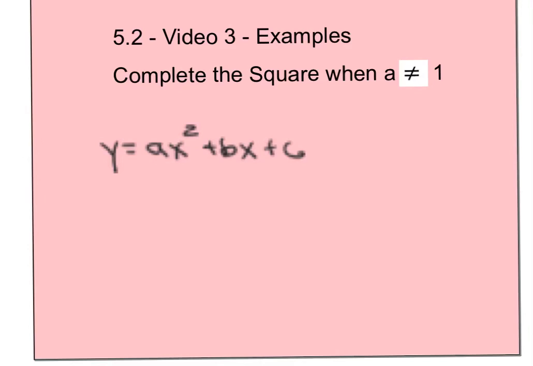In this video, I'm going to show you a few examples of how to convert a quadratic function from standard form to vertex form using the strategy called completing the square. These examples are focusing on when the a value does not equal 1. So I'm talking about when the coefficient with the x squared, the number in front of the x squared, is something other than 1. So let's get started.